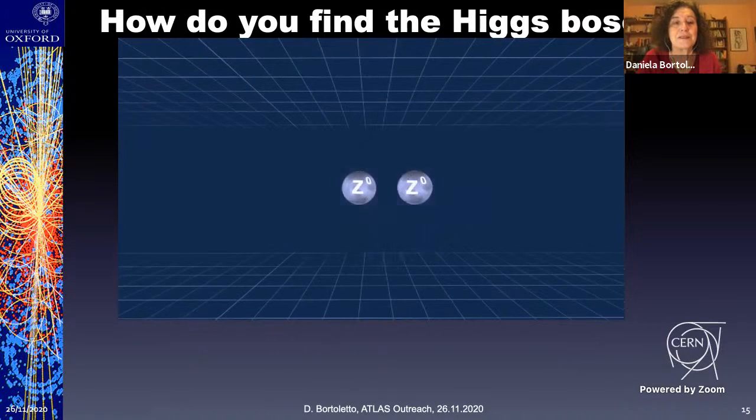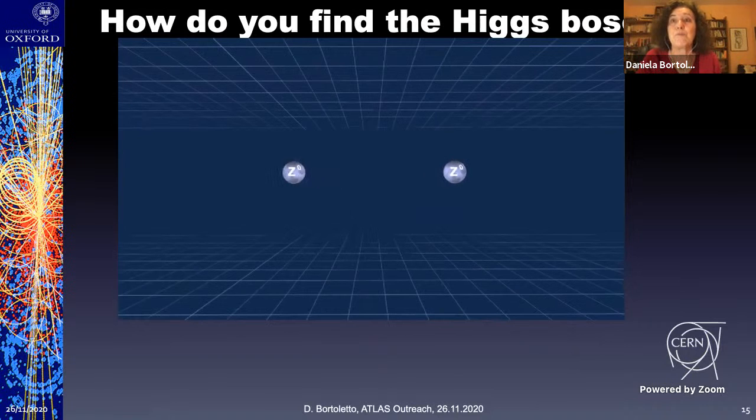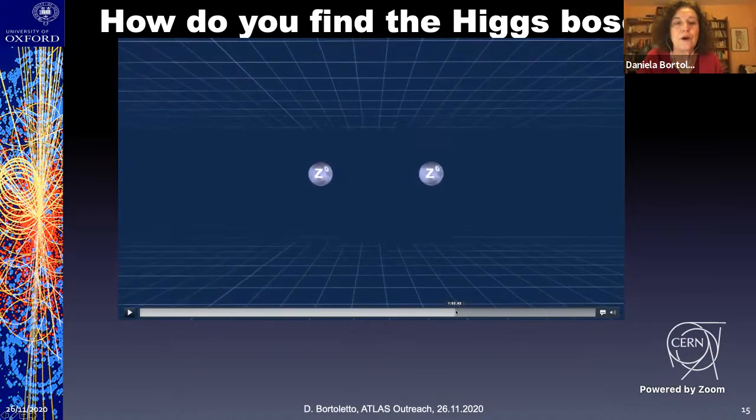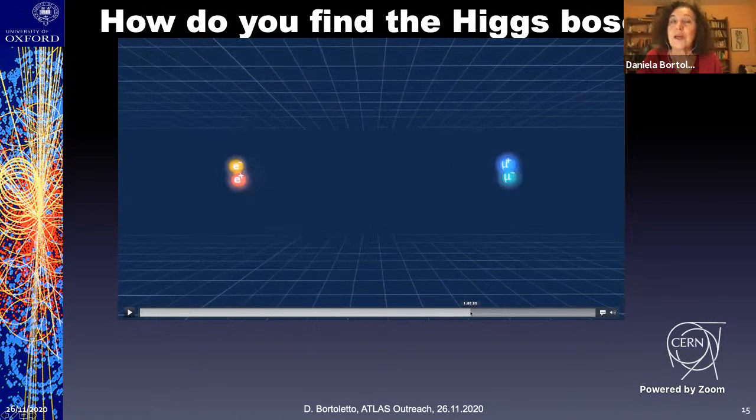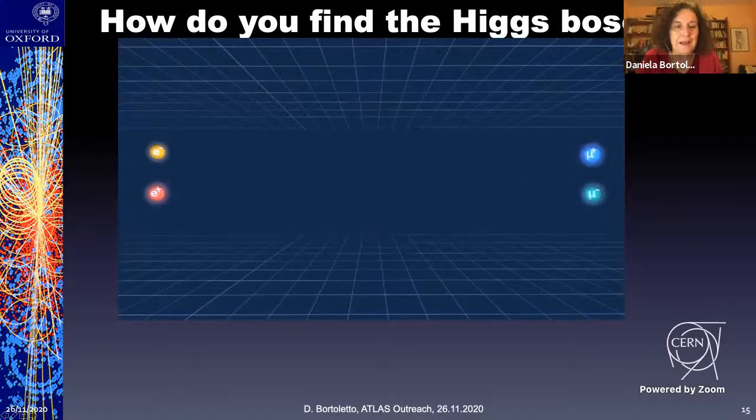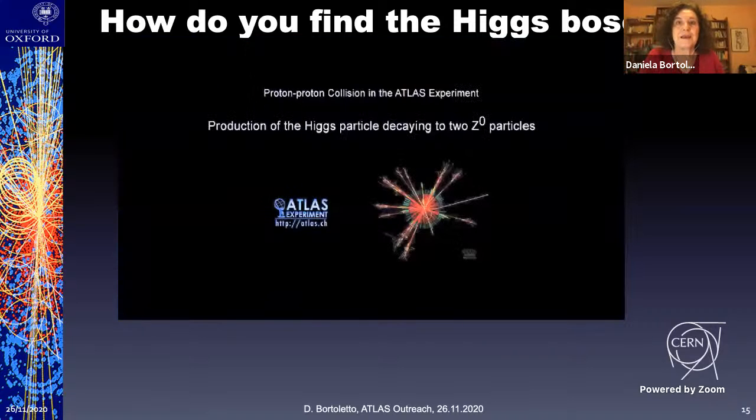But what happens is that the Higgs boson will decay, for example, into 2 Z bosons, the quanta of the weak interactions that I just introduced before. And then these particles will decay into electrons and positrons, the antiparticle of the electron, and mu plus and mu minus. And those are the particles that we will see in ATLAS. So this is really quite amazing.